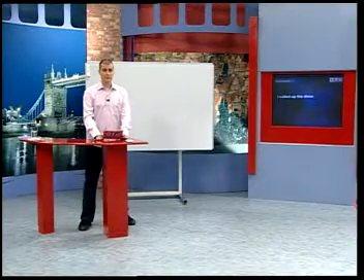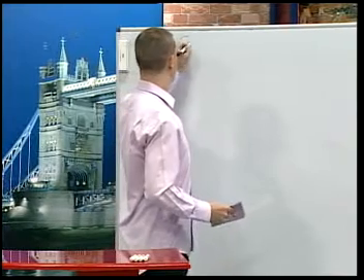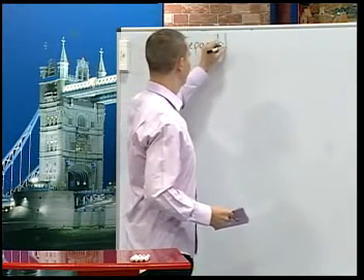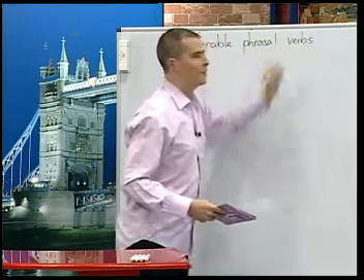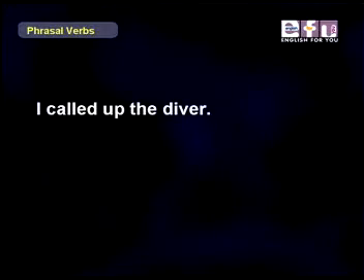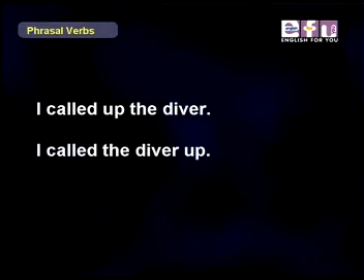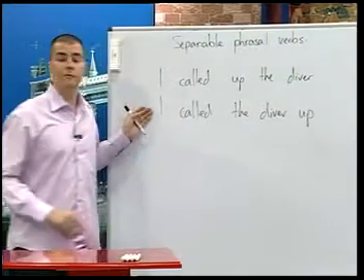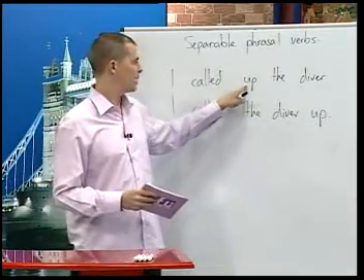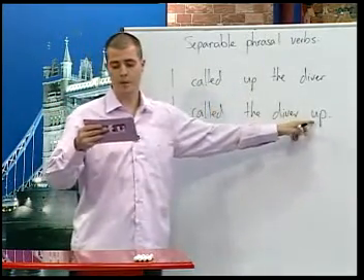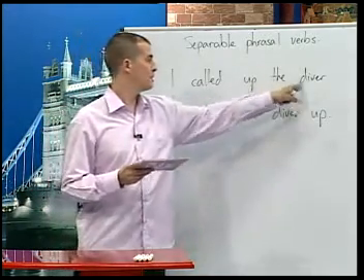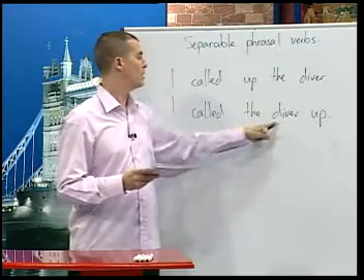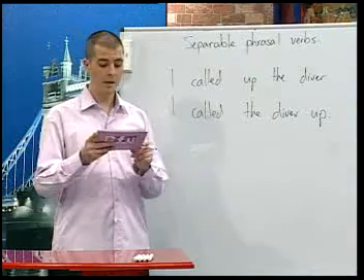Now let's look at separable phrasal verbs. For example, I called up the diver and I called the diver up. Separable phrasal verbs have the same verb and preposition combination. However, with this type of phrasal verb, the noun object may come after the preposition or between the verb and the preposition. A pronoun object must come between the verb and the preposition.